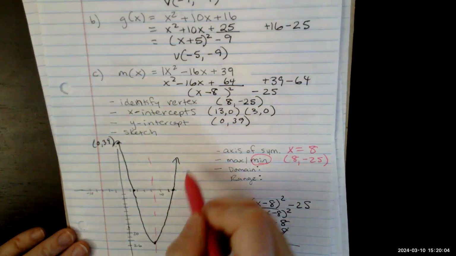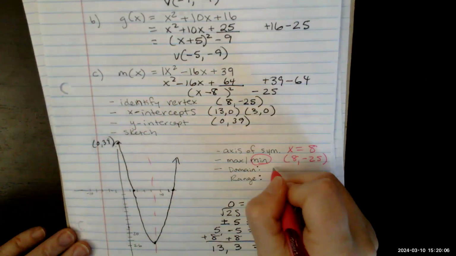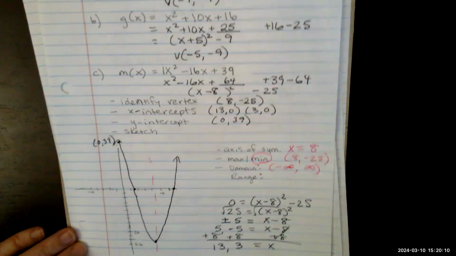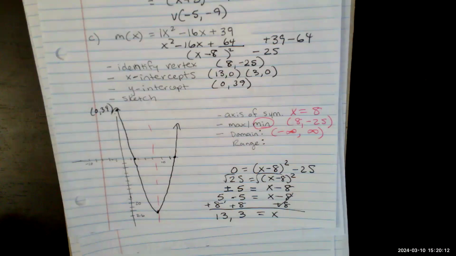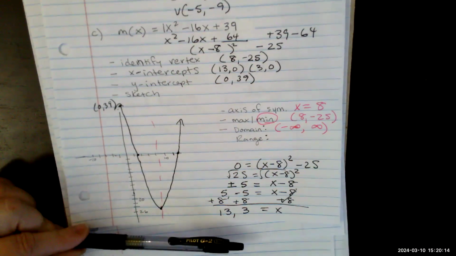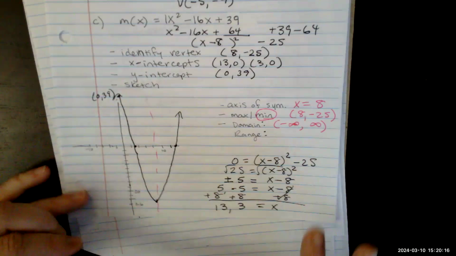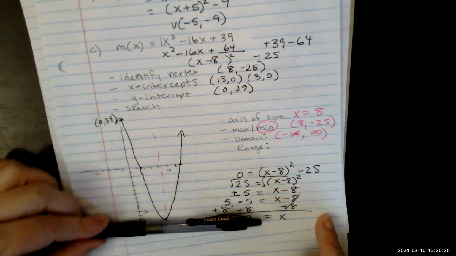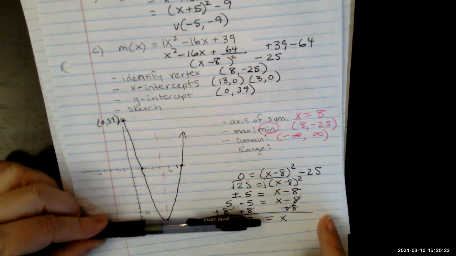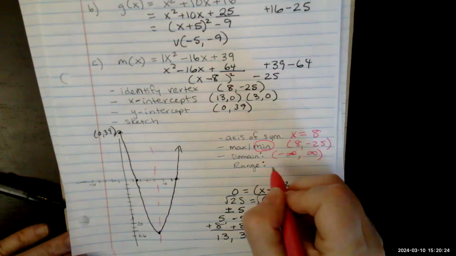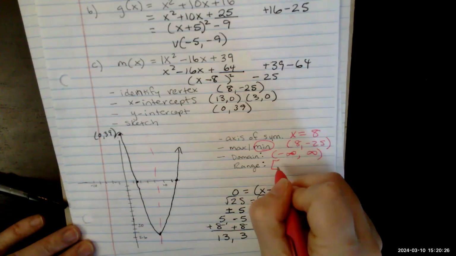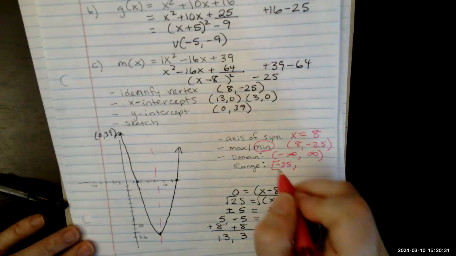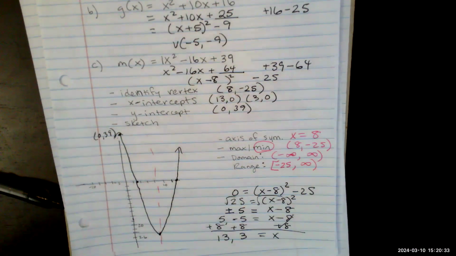My domain, since my arrows are going left and right, is same old, negative infinity to infinity. But my range, I need to be a little more careful. If I'm coming from the bottom, there are no arrows here. So I am not coming from negative infinity. The very first value that is being used is that negative 25. So bracket, because it's not an open circle, negative 25, and then it goes up forever, parenthesis.